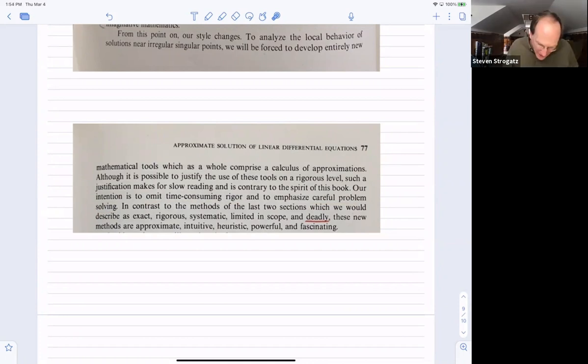So anyway, they say in contrast to the methods of the last two sections, which we would describe as exact, rigorous, systematic, limited in scope, and deadly, meaning deadly boring, these new methods are approximate, intuitive, heuristic, meaning they help you find the answer, very powerful, and fascinating.